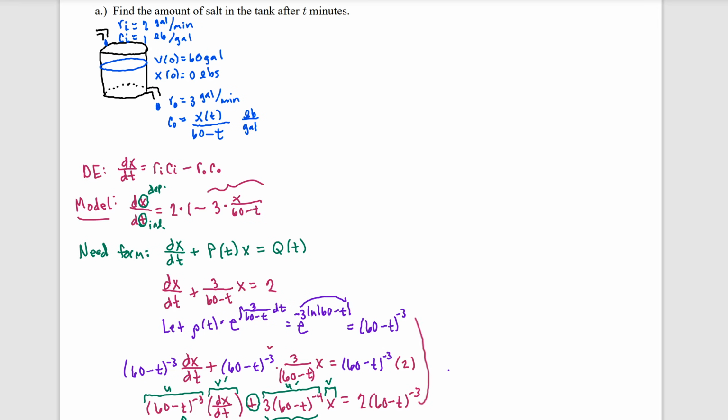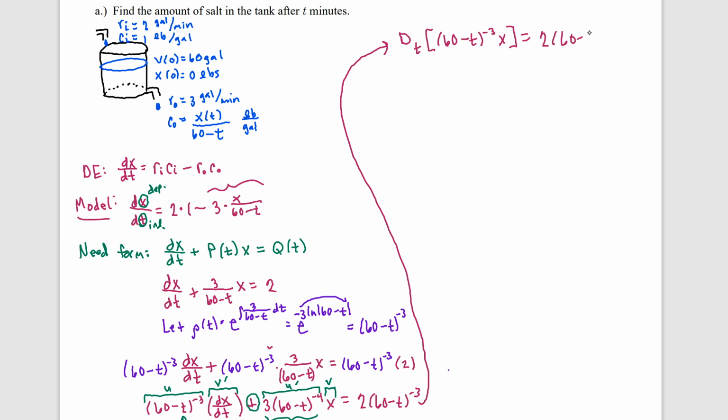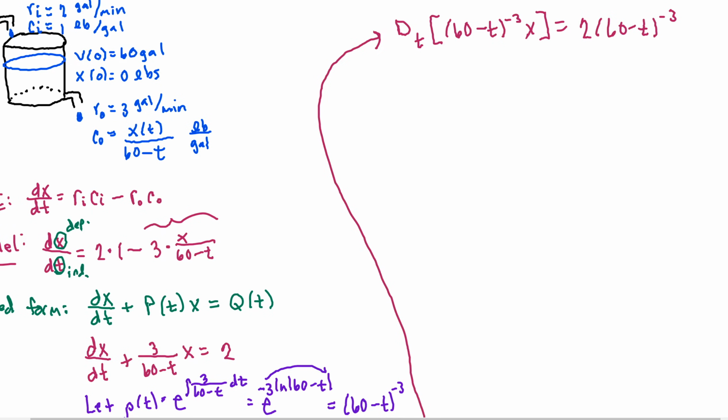So we can rewrite that left side as the derivative with respect to t of function 60 minus t to the negative 3 times x. And the right side stays as is, 2 times 60 minus t to the negative 3. Since both sides are technically written as a function of t, we can now integrate both sides with respect to t. And I'm just going to add it in here.